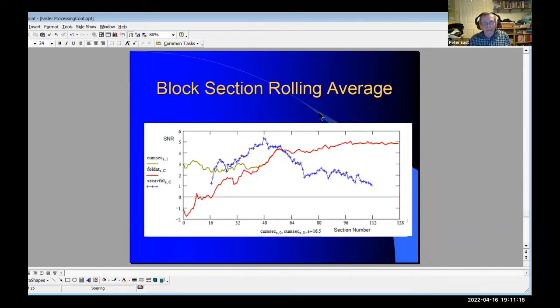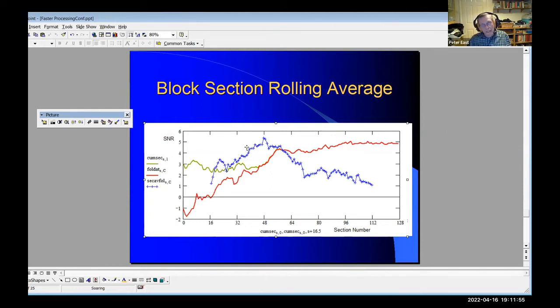There's another clearer method of doing this. I've said that we accumulate them, but you can do a rolling average. What this is, is 32 sections. So I've taken section 16 and I've taken 16 sections below it and 16 sections above it, and I've averaged those, I've added them together, I've folded them, and I've produced this point. And I've done that for every point along here.